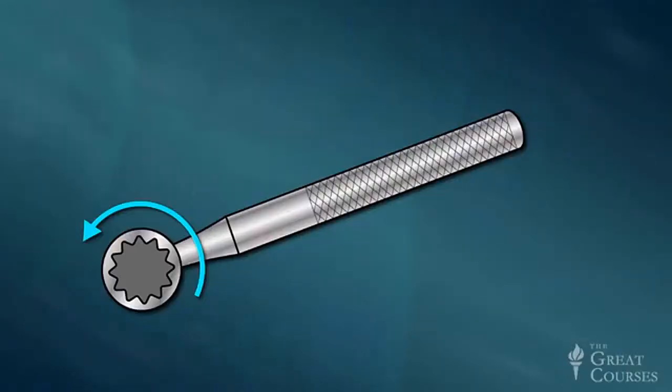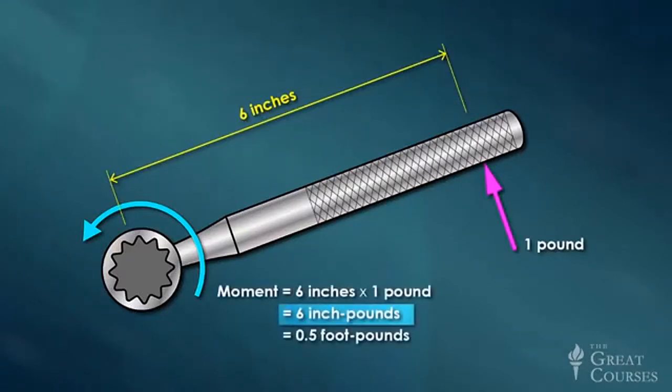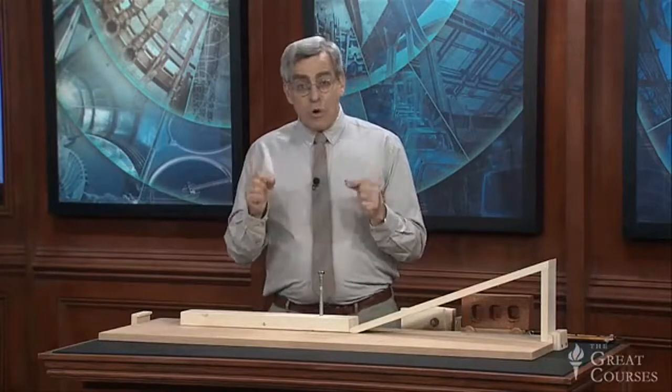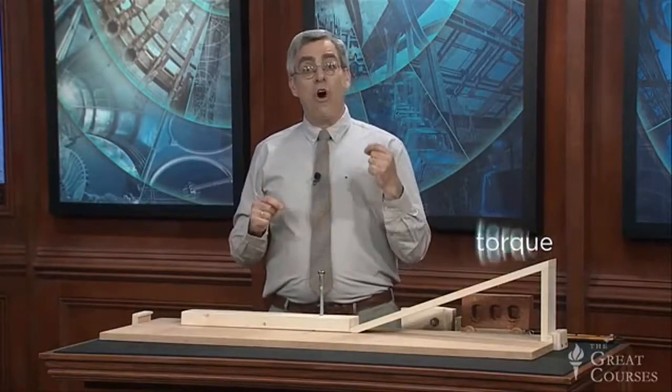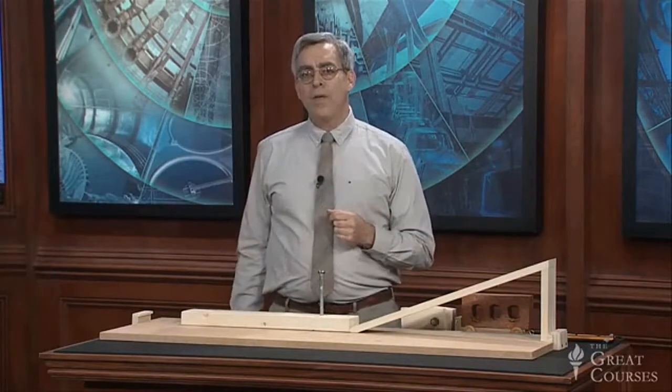Its magnitude is the force, 1 pound, times the distance from that force to the center of rotation, about 6 inches. And therefore the moment equals 6 inch-pounds, or 1/2 foot-pound. By the way, in this situation, when a moment is applied to a rotating shaft, it's also called a torque, a term we'll be using often when we discuss automotive technology a few lectures from now.